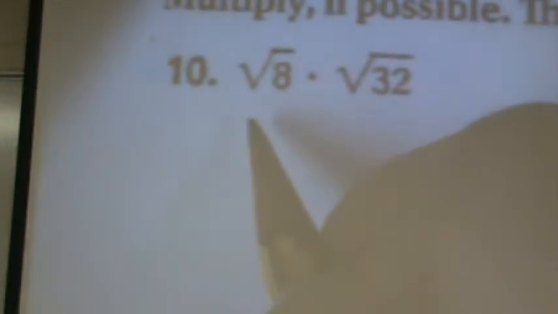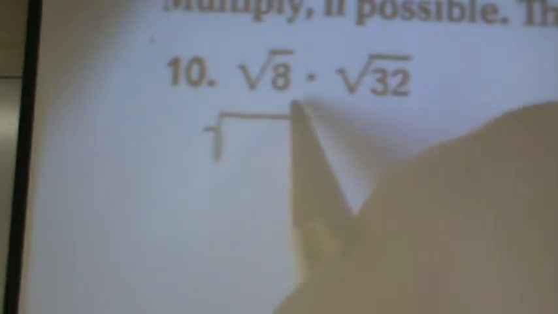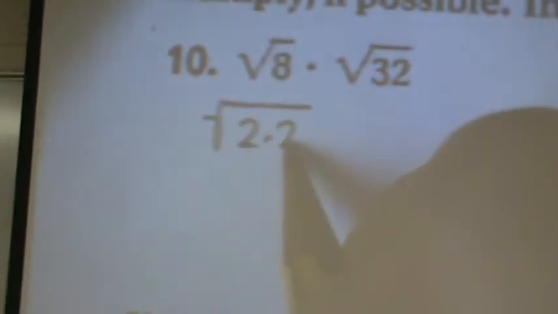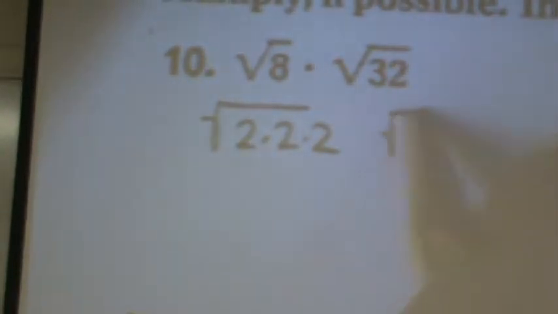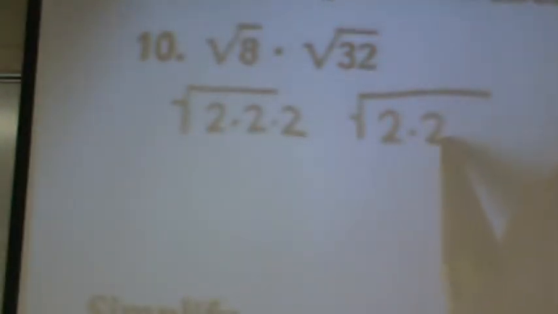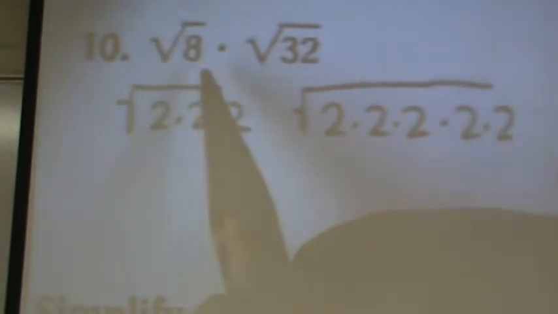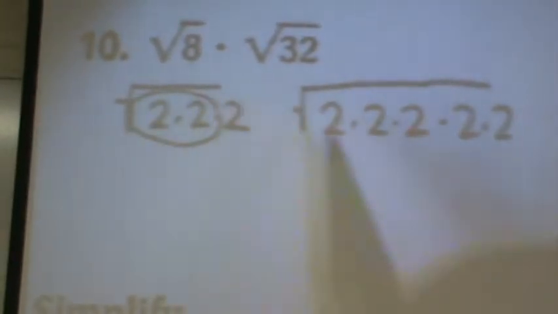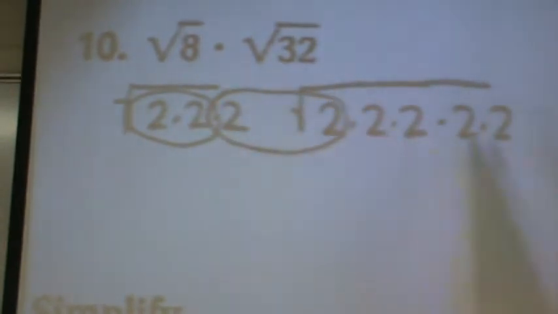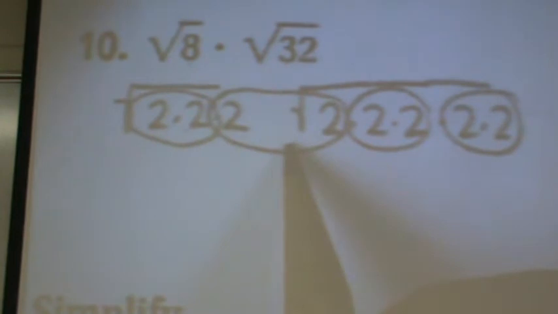Number 10, you're multiplying and you're looking for square roots. 8 is 2 times 2 times 2, and 32 is 8 times 4, and we're looking for 2 of a kind. So there's one, there's another one, there's another one, and there's another one. So 2 times 2 is 4, times 2 is 8, times 2 is 16.